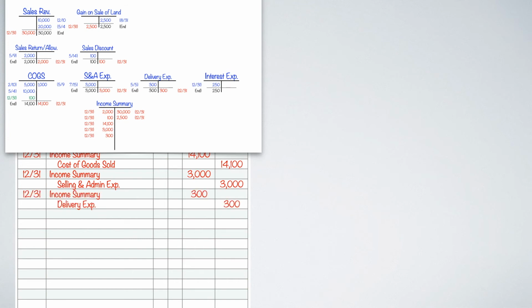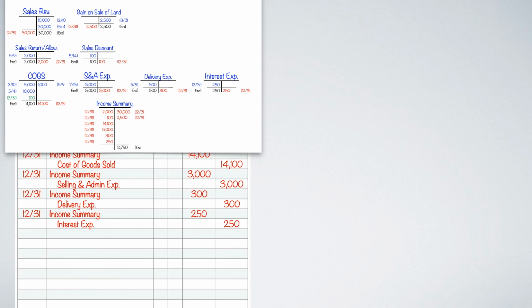And then finally, I have my interest expense, same thing, credit $250 to close that out. And if I credit it, I need to debit income summary. So I'll do that. And my journal entry will be income summary $250 and interest expense $250. Okay, so that takes care of that. Now I can total up my income summary, find my account balance for that, add up the debits, add up the credits, subtract the two. That's going to give me $12,750.